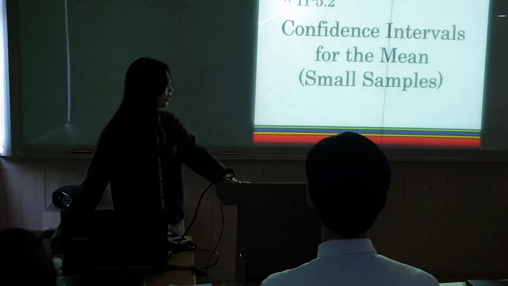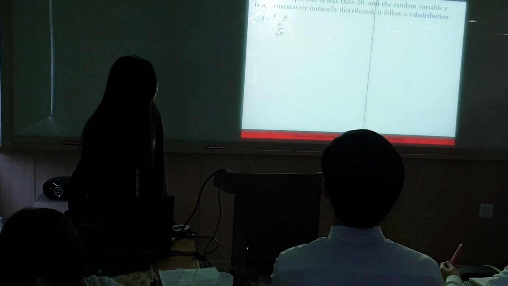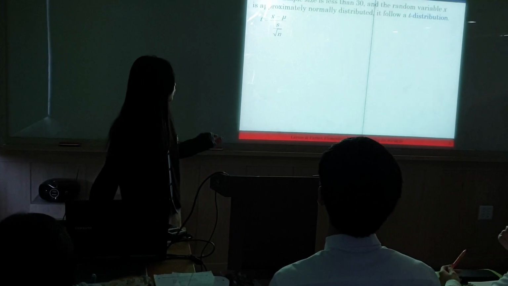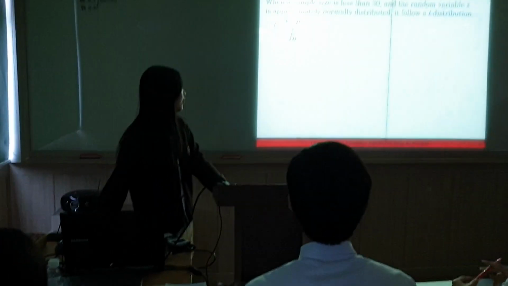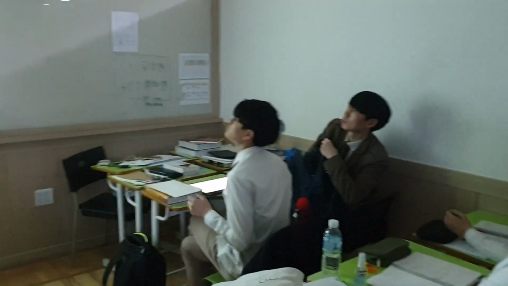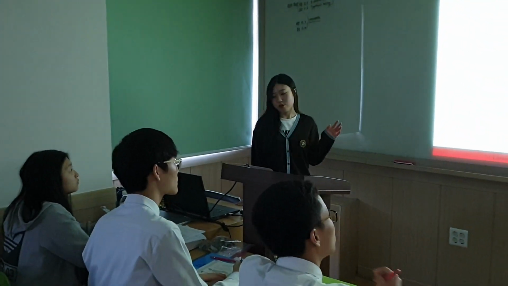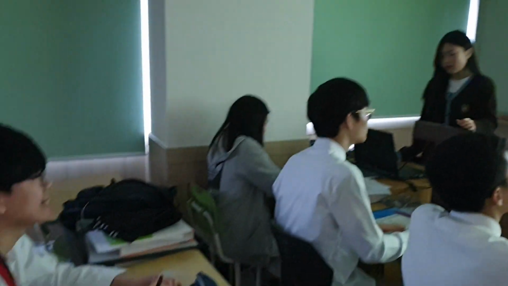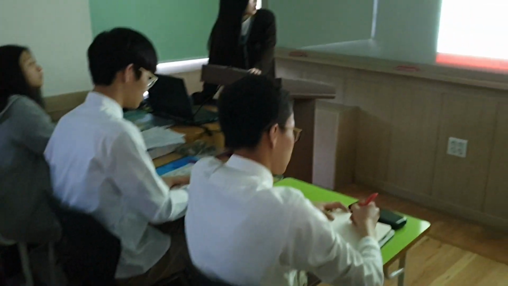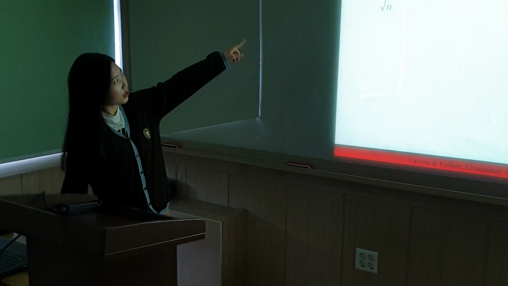Confidence intervals for the mean in samples. So when a sample size is less than 30 and the random variable x is approximately normally distributed, it follows a t-distribution. The t-distribution is similar to the normal distribution, but it has a little difference. So this is the formula of the t-distribution, the t value.